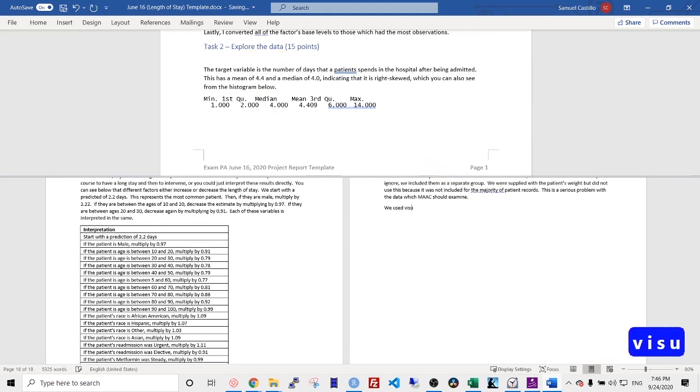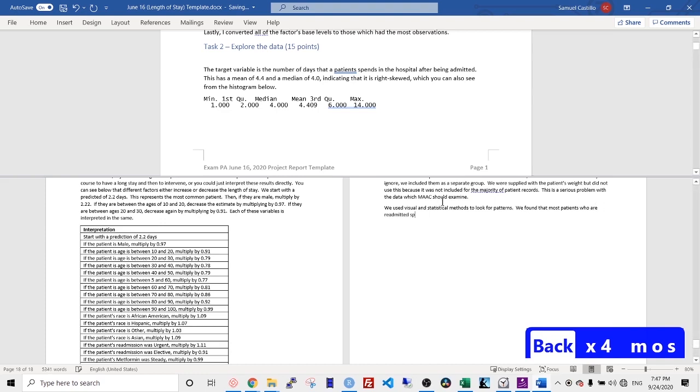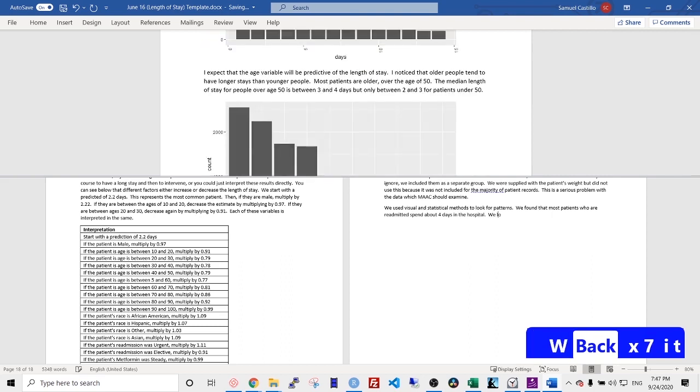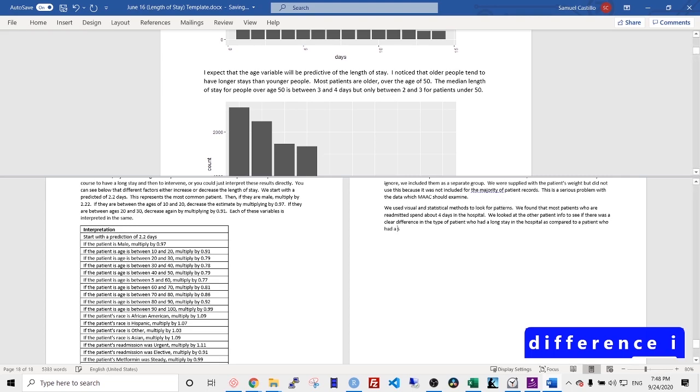We used visual and statistical methods to look for patterns. We found that most patients who are readmitted spend about 4 days in the hospital. We looked at the other patient information to see if there was a clear difference in the type of patient who had a long stay in the hospital as compared to a patient who had a short stay.